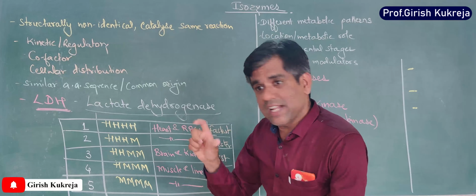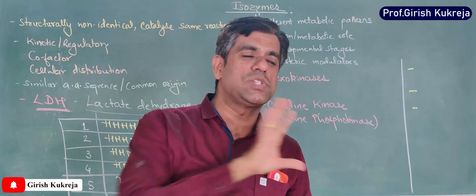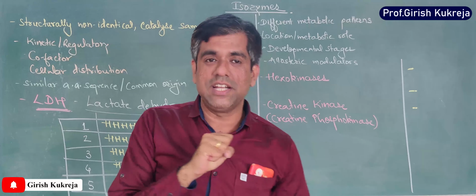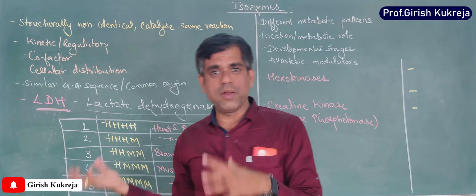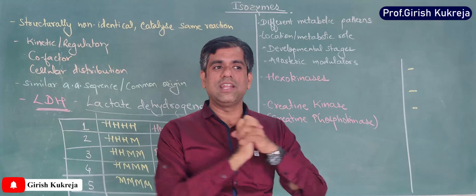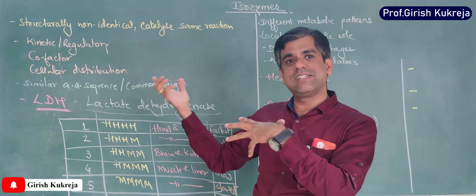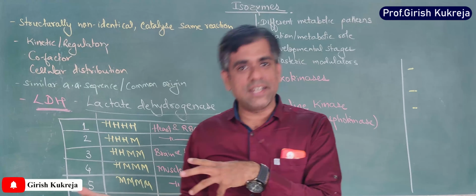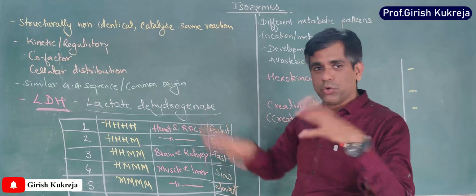The reaction which they catalyze is also different. For example, the lactate dehydrogenase present in the muscles will primarily convert your pyruvate into lactate. The lactate dehydrogenase present in your liver will primarily go for oxidation of your lactate to pyruvate. So in muscles there is reduction of pyruvate to lactate, whereas in liver there is oxidation of lactate to pyruvate. So as I told, they are different.